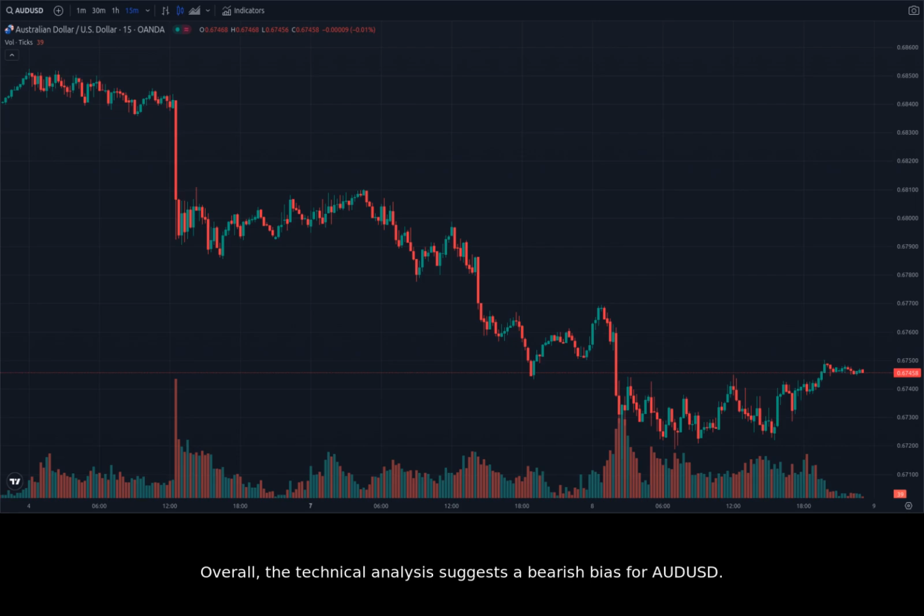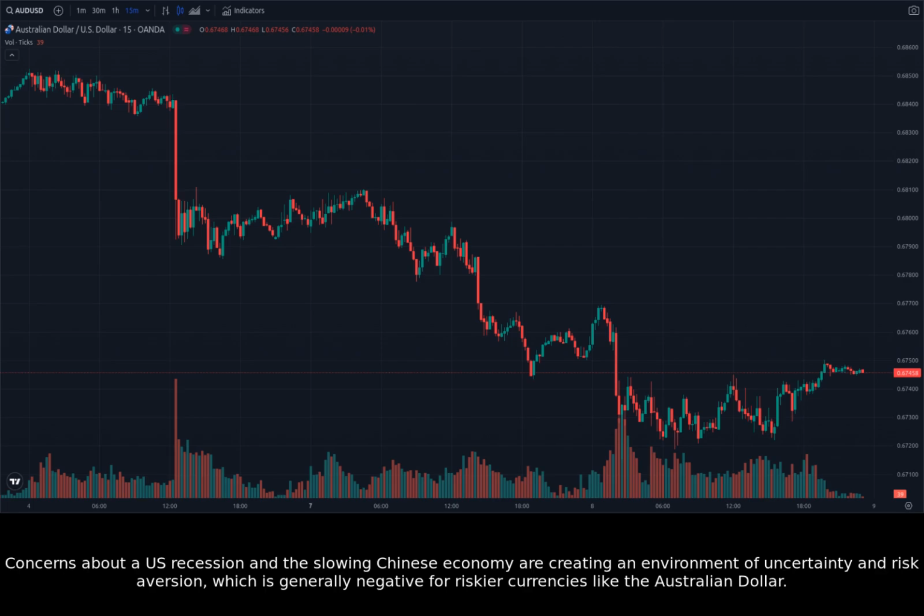Overall, the technical analysis suggests a bearish bias for AUDUSD. The pair has broken below key support levels and is showing consistent downward pressure on all time frames. The news events surrounding the global economy further reinforce this bearish sentiment. Concerns about a U.S. recession and the slowing Chinese economy are creating an environment of uncertainty and risk aversion, which is generally negative for riskier currencies like the Australian dollar.